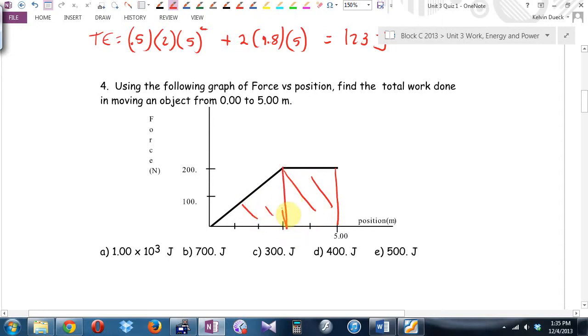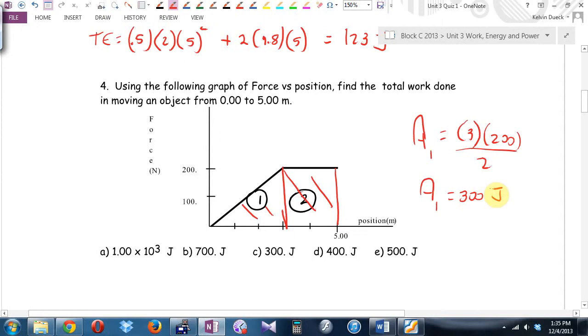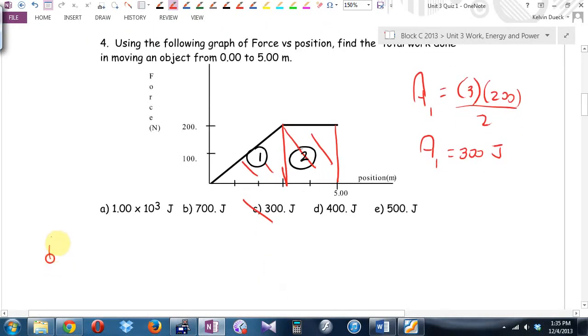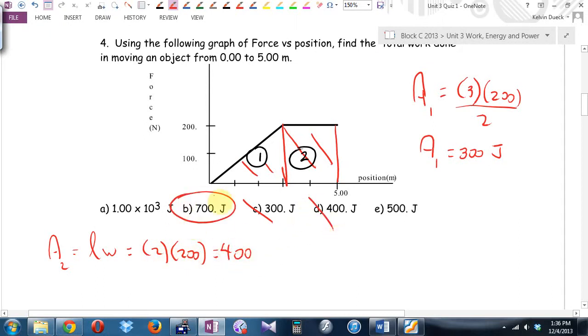I think I would divide it into area 1 and area 2, where area 1 is a triangle. Its base, 3, times height, 200, divided by 2. 200 divided by 2 is 100. Area 1 is 300 joules, which means C is wrong because I know I'm doing more work than that. Area 2 is length times width. It's going to be length 2 times width 200. Area 2 is 400, which means that's wrong. I guess the answer is B? Yes?